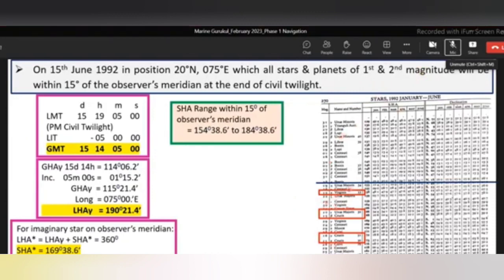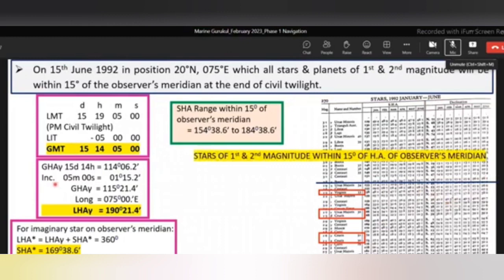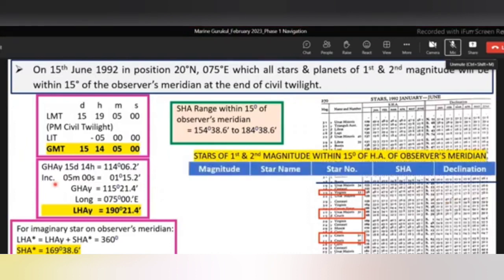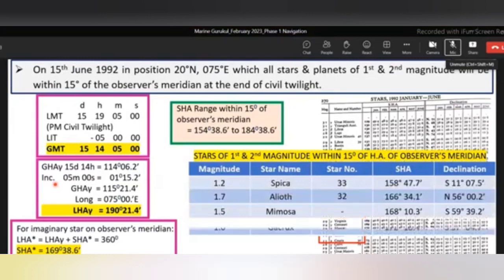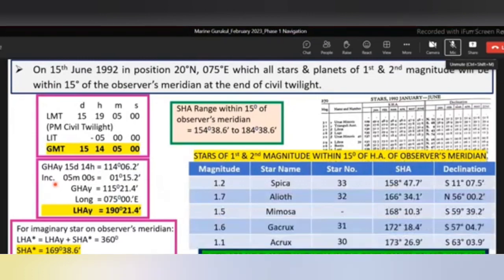Now these are the Latin names of these stars. On the opposite page, we can have their English names. Their SHA can be picked up from here for the month of June, and so is their declination. And we can tabulate these stars then. Stars of first and second magnitude within 15 degrees of R angle of the observer's meridian. And these stars with English names are then Spica, Elliot, Mimosa, Gacrux, and Acrux, together with their SHAs and declination.